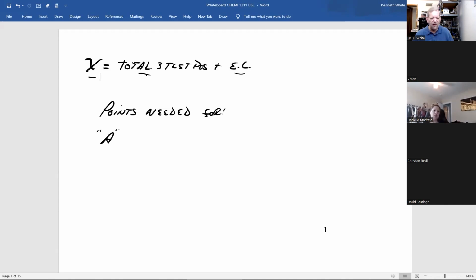To find the points needed for an A, take 450 minus X. And that gives you a number Y sub A, which tells you how many points you need to get an A. This is assuming you've handed in all your labs, which most of you have.